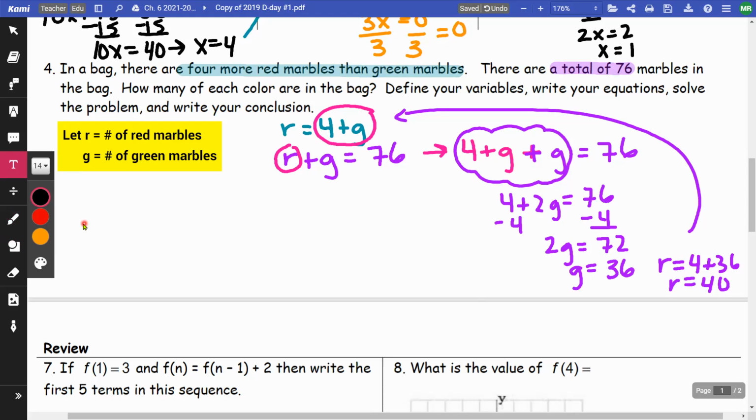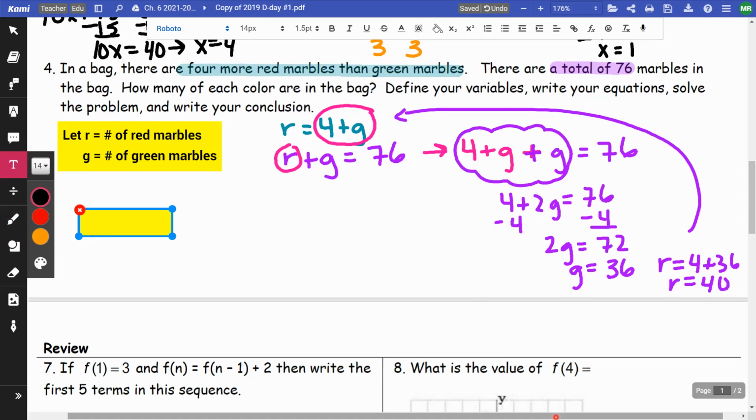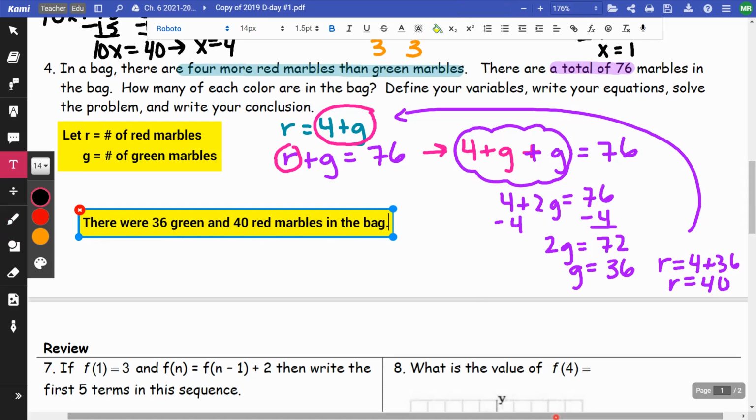So I need to write a sentence. There were 36 green and 40 red marbles in the bag.